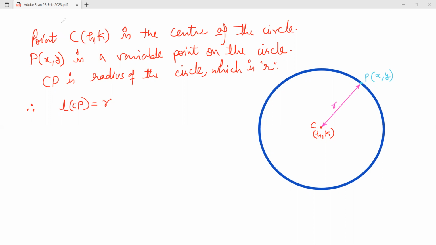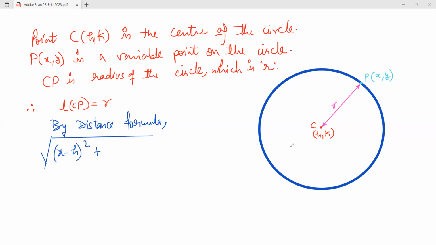By distance formula. What is the distance formula? When you know the coordinates of 2 points, then you can get the distance between the 2 points by this formula. Here, you know the coordinates of C, you know the coordinates of P. So CP will be the square root of x2 minus x1 squared. So x minus h the whole square, difference of x coordinates, plus y minus k the whole square, difference of y coordinates, equals R.